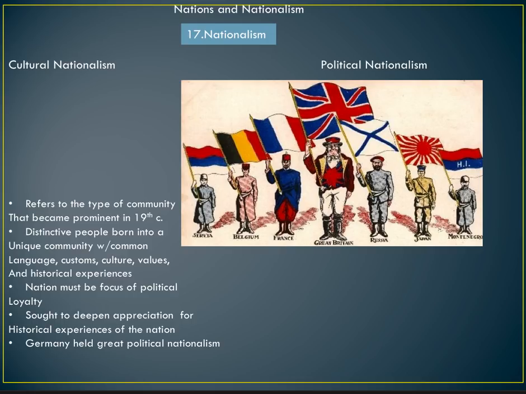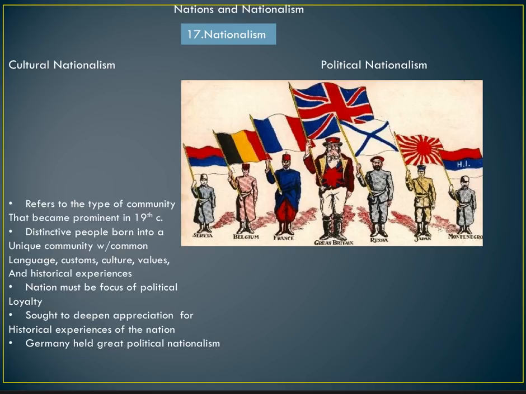So cultural nationalism refers to the type of community that became prominent in the 19th century, in the 1800s. Distinctive people are born into a unique community with common language, customs, culture, values, and historical experiences. And you can see this best in European countries. You can see this in pretty much any country, but not the United States, because the United States is very, very different in that regard.